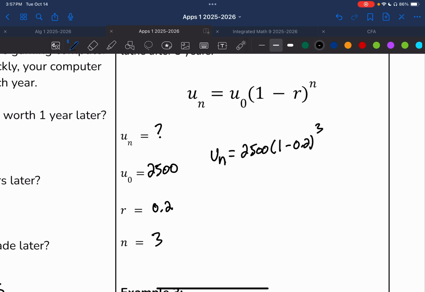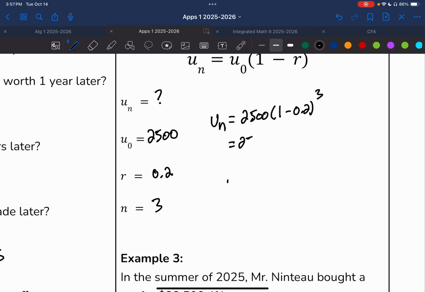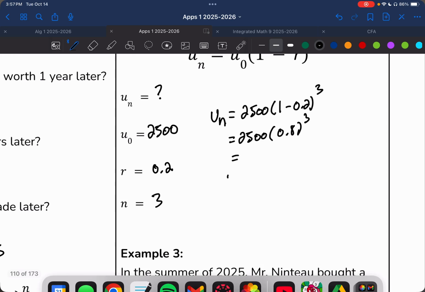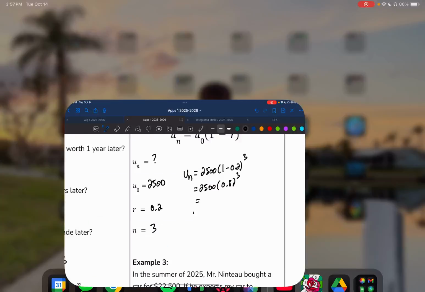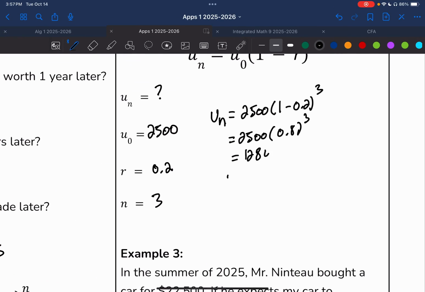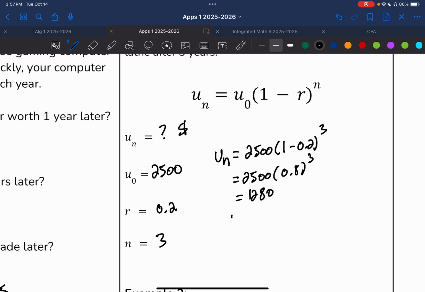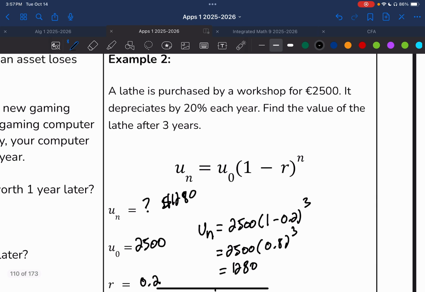So U_n is equal to our initial value, 2,500, times 1 minus our depreciation rate to the third power. And remember, this is 1 minus, because if we're depreciating 20% of the value, then we are retaining the amount of value from year to year, which is 80%, or 0.8. So you want to do 2,500 times 0.8 to the third power. We get 1,280. And that's going to be the value of the lathe after 3 years.